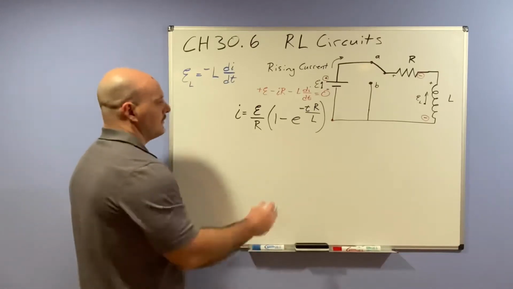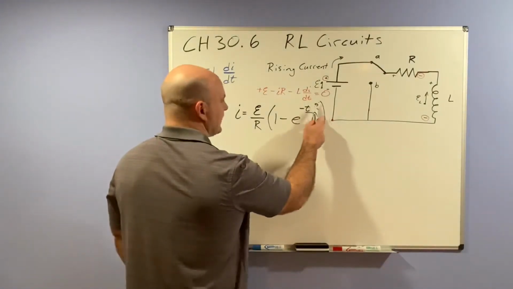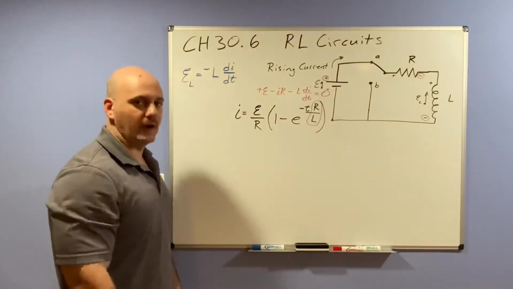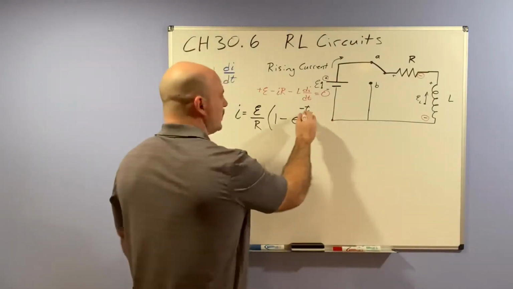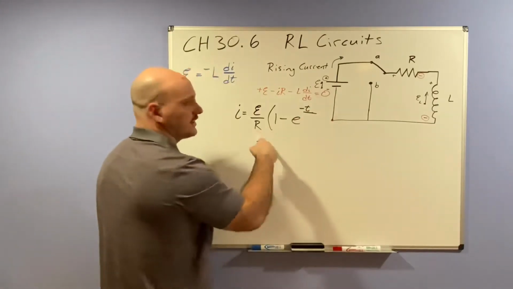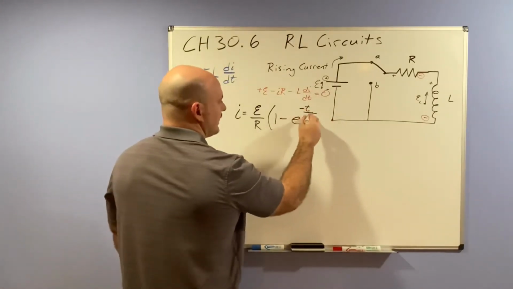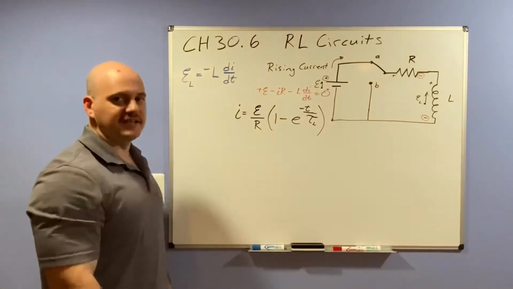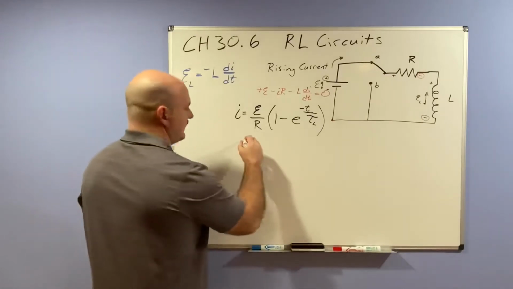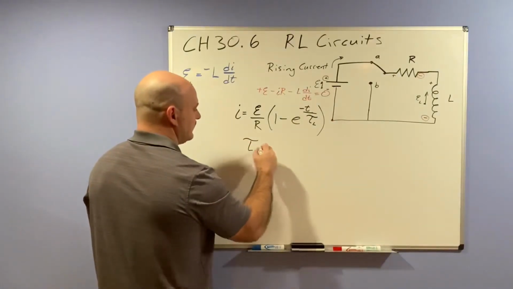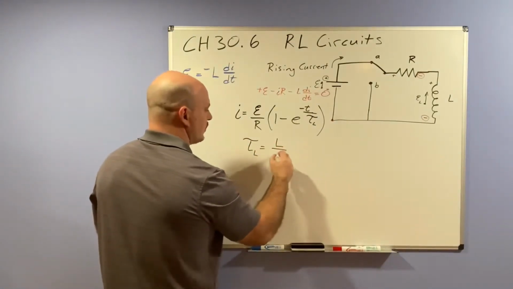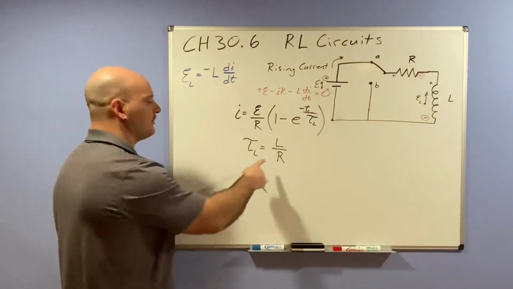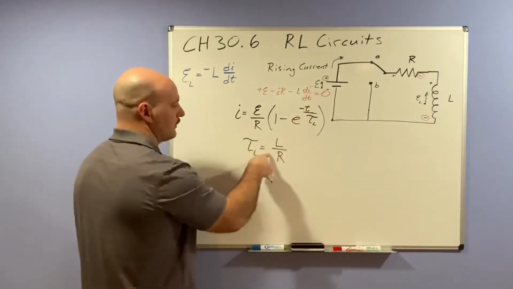Okay, one thing I want to point out here is that this term is related to our time constant. On your equation sheet, this expression is written as negative t over tau sub L, where tau sub L is the inductive time constant. That inductive time constant is the inductance over the resistance. Okay, I like to just write it out because remember this is a 1 over the time constant.